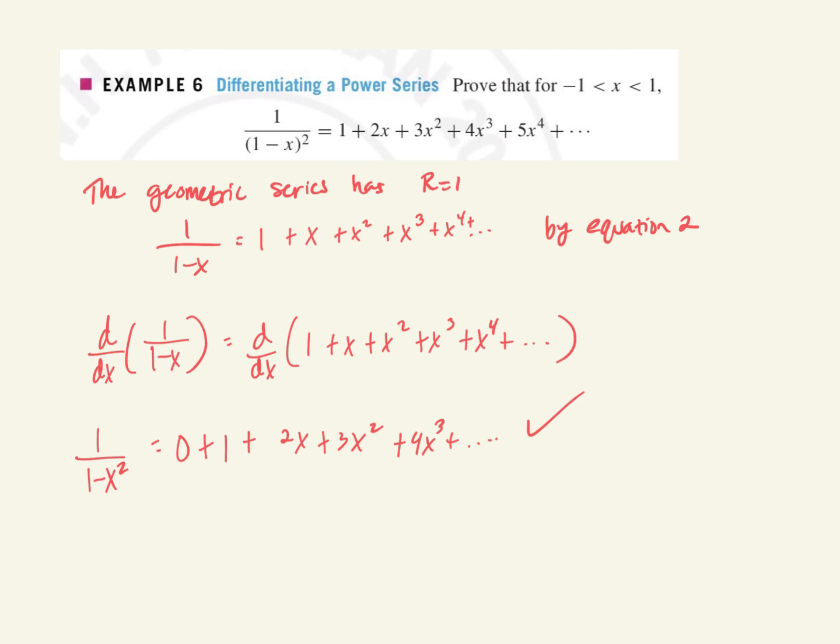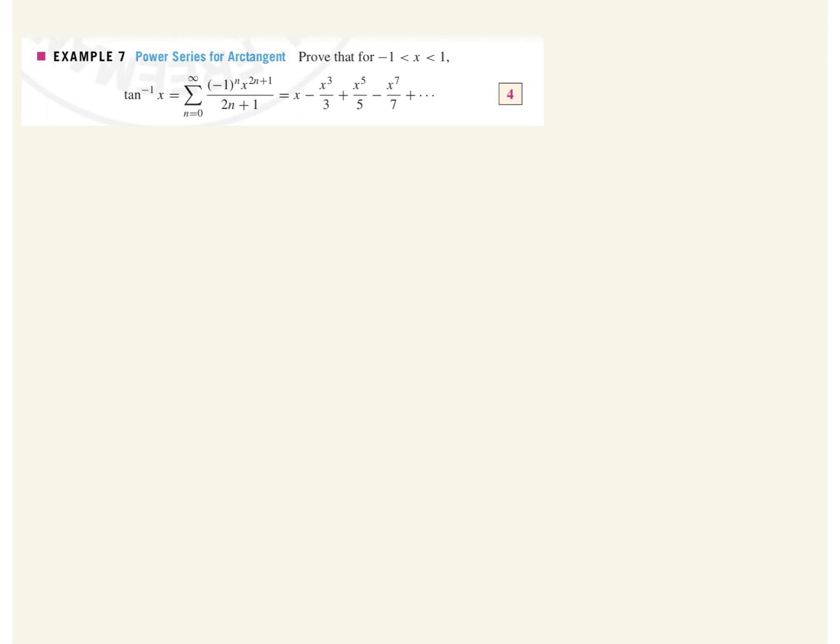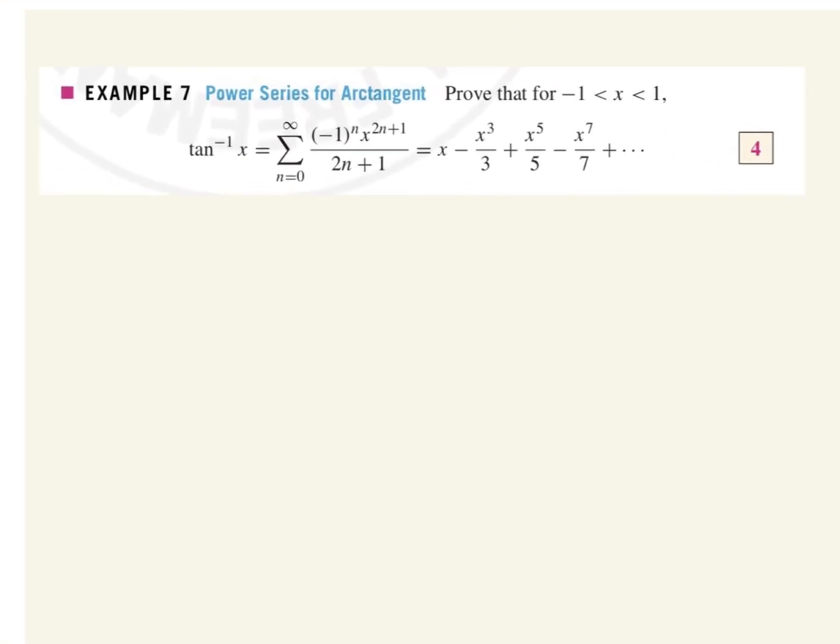So we were able to use this idea of deriving to prove a power series is equivalent to that. And we based this one off of the fact that we did have kind of a geometric series in there to work with. This should have parentheses right there. Oops. Last example for today, power series for the arctangent. So prove this is true from -1 to 1.